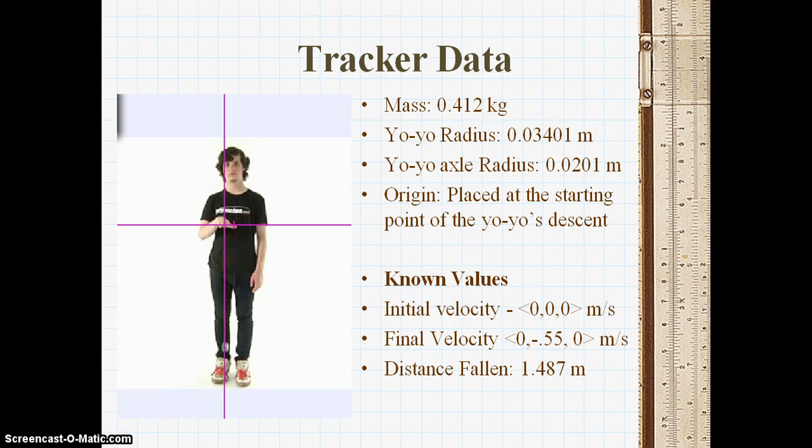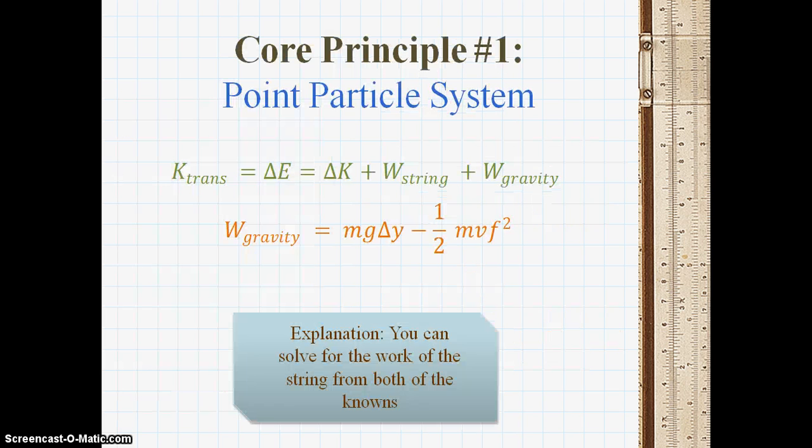Because the yo-yo was dropped from rest, the assumption was made that if the hand produced no force on the yo-yo, then the drag or air resistance was negligible. It's important to understand the energy principle as it relates to this lab. In this lab, the yo-yo is being treated as a point-particle system.